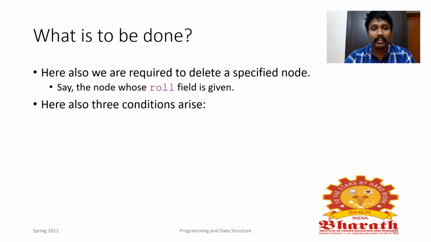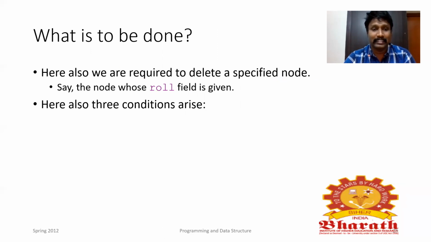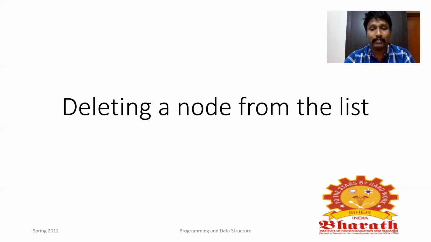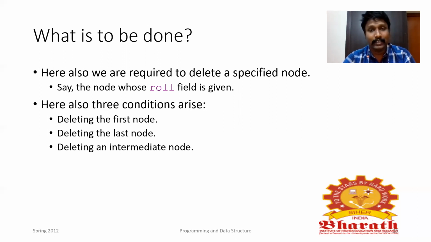Now, deleting a node from the list. What is to be done? Here also we require to delete a specified node. The same node will be taken whose roll number field is given. Here there are three different conditions: deleting the first node, deleting the last node, and deleting an intermediate node. We follow the same approach as with insertion. Here also we have taken the same example, the roll number, and the same three important conditions arise. So that is about the deletion part.